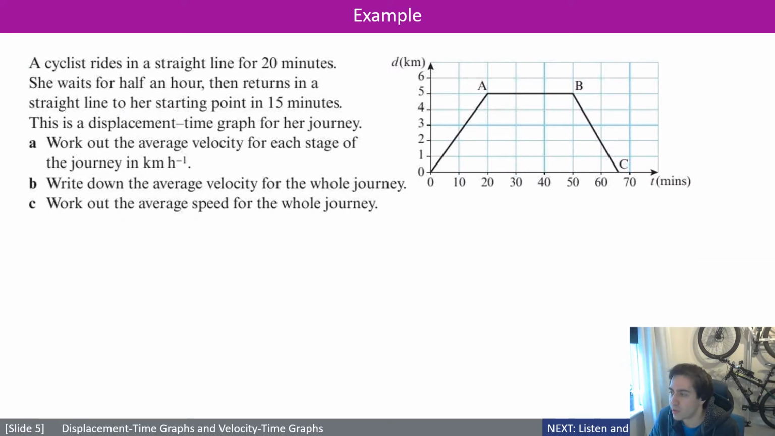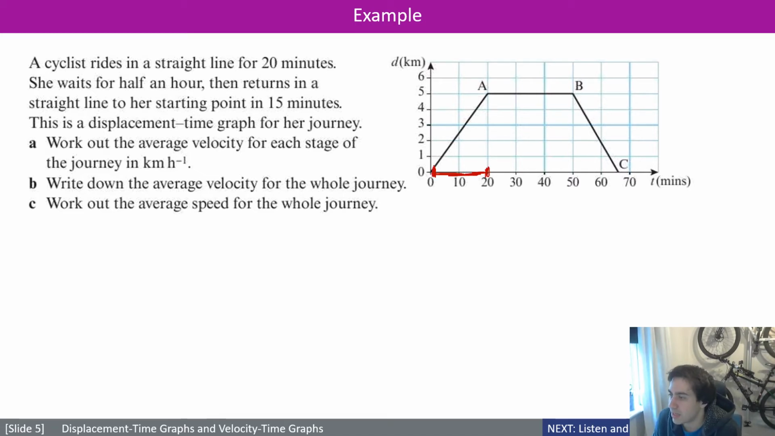Okay, and then before we look at the other version, the velocity time graphs, our second type of graph, let's do one example with the displacement time graph. So you've got a cyclist riding in a straight line for 20 minutes. That corresponds to this part here. That's 20.